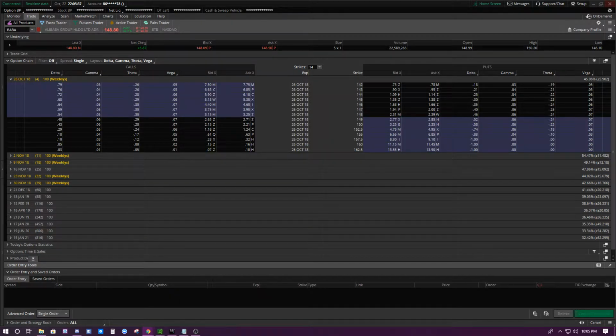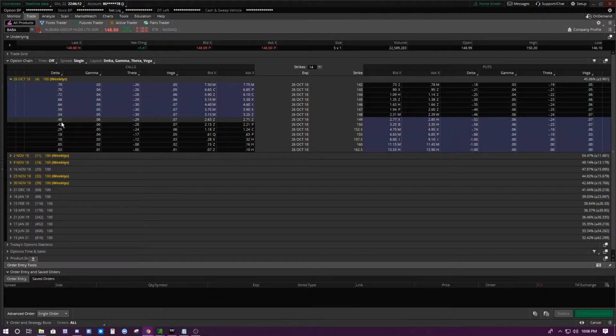So delta is what tracks the price of the option. It tracks the stock as it goes up and down. That's what will determine the price of the option going up and down.